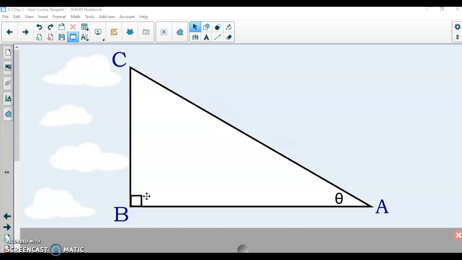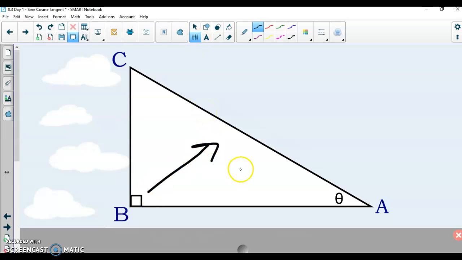So whenever you're looking to identify it, find your right angle first, right? And then across our triangle will be our hypotenuse. So over here, there we go, we got our hypotenuse.